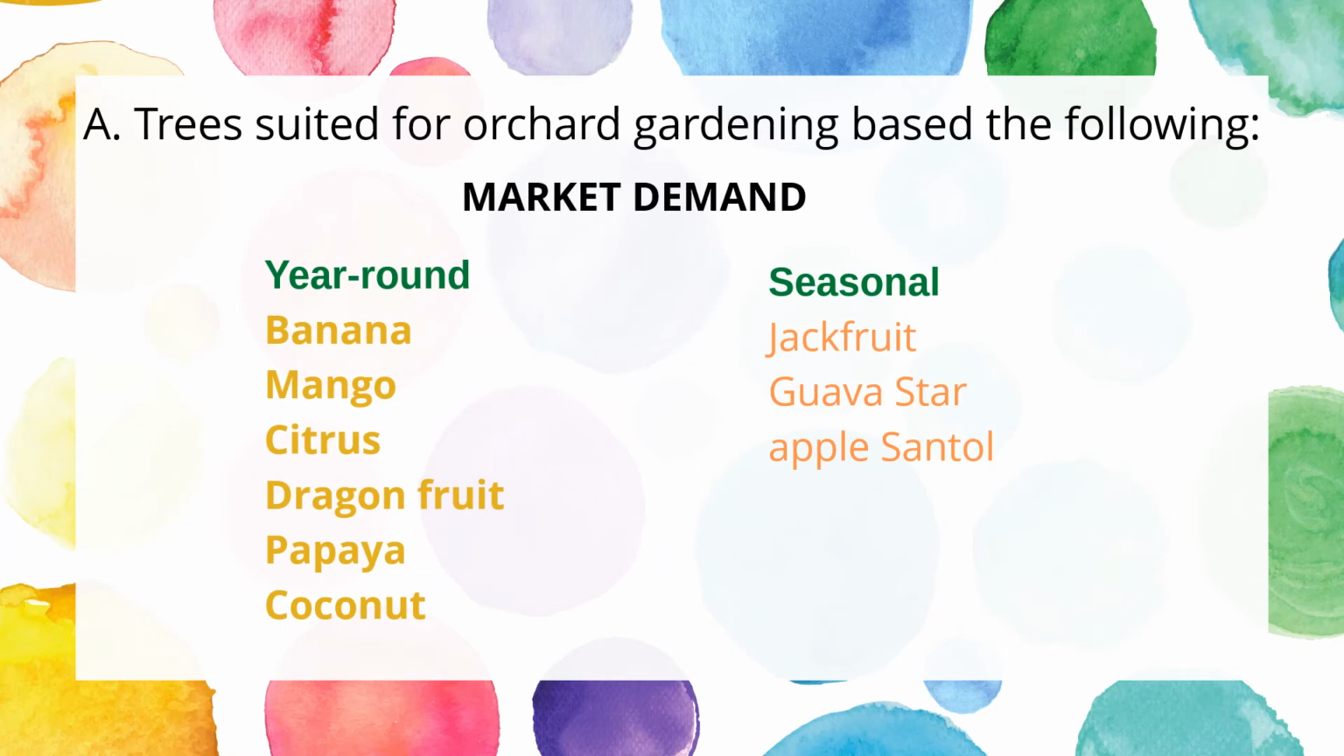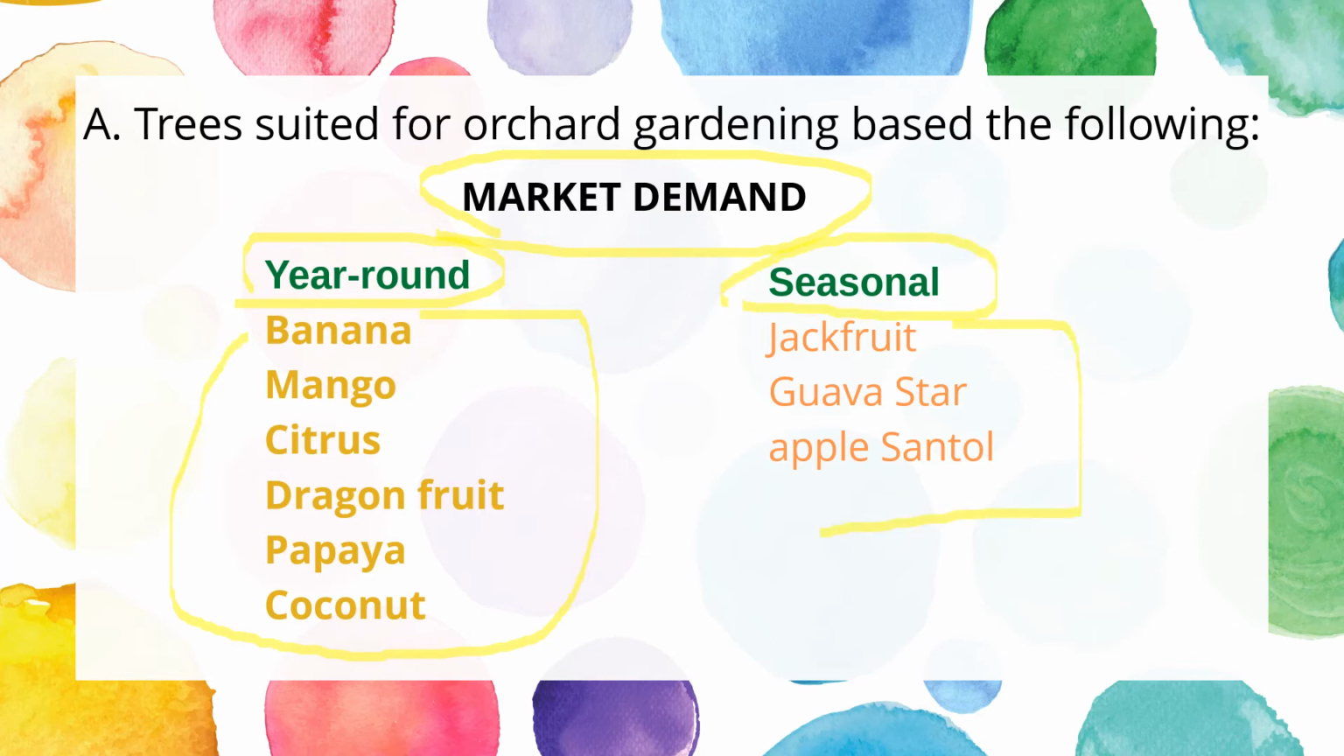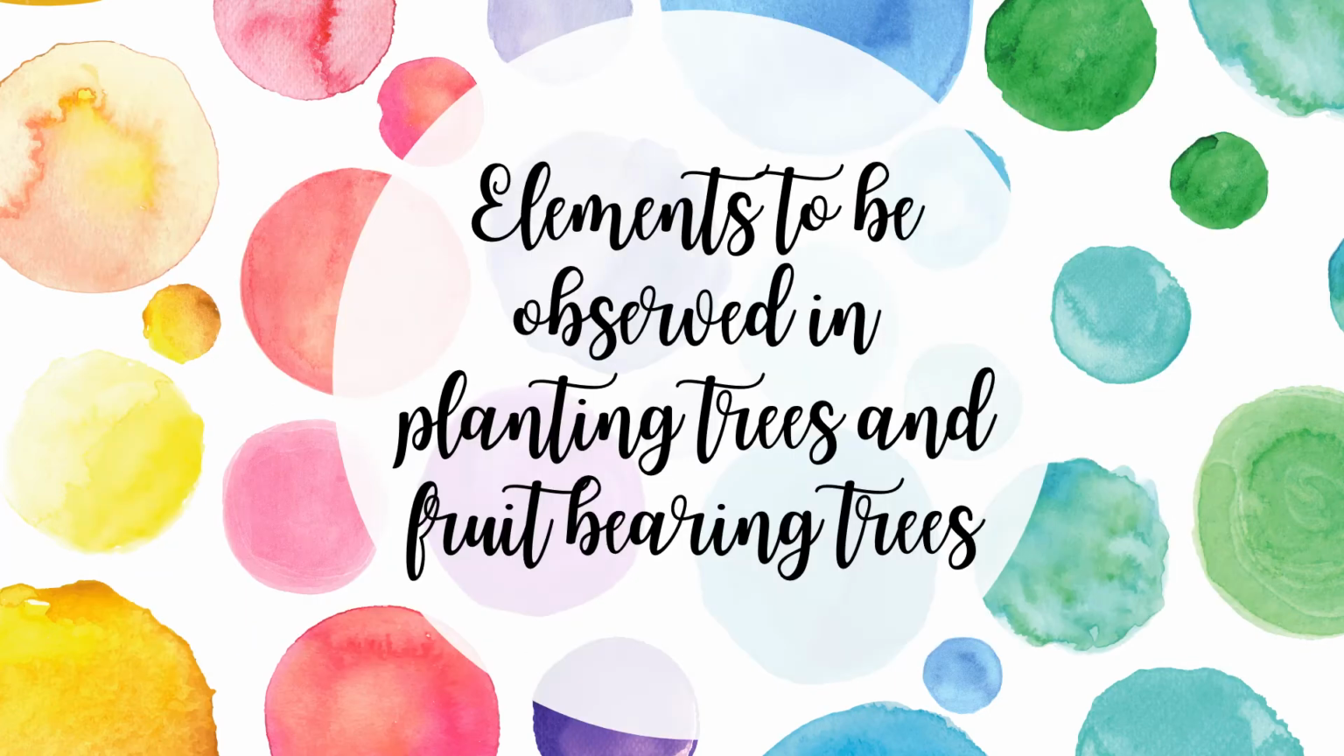We also consider the market demand. For the year-round, these are the fruits. And we have the seasonal fruits. There are elements to be observed in planting trees and fruit-bearing trees.